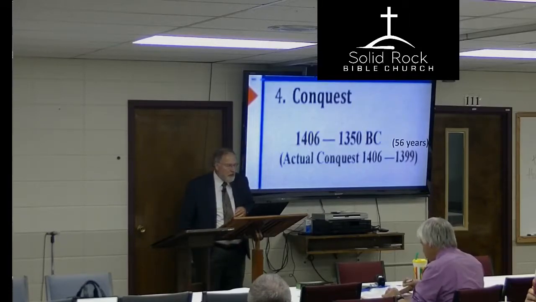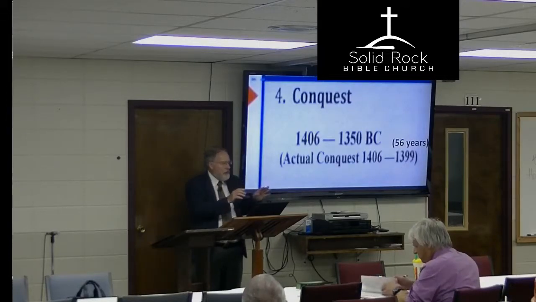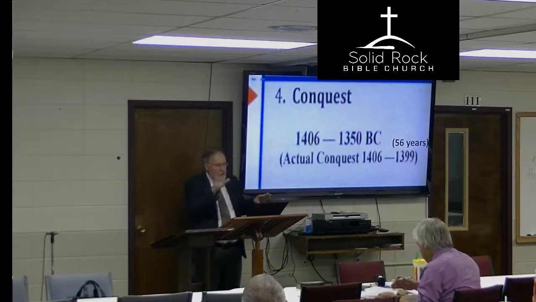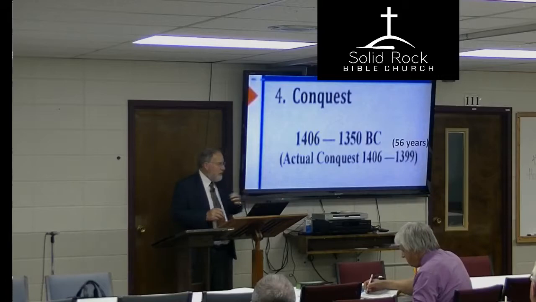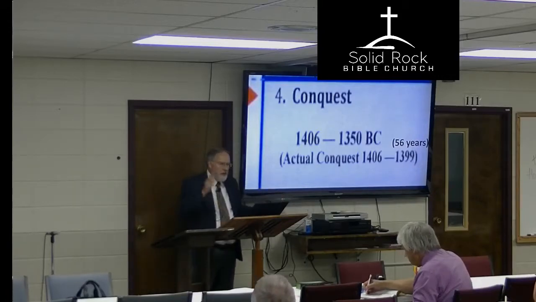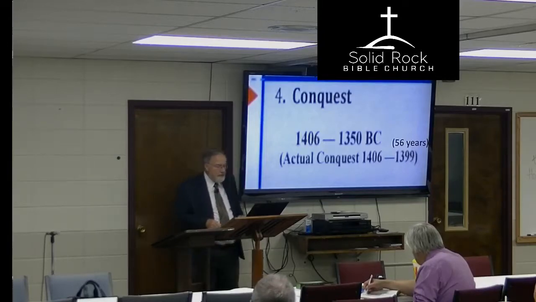There were a series of campaigns. There was a central campaign that Joshua led them initially, and then they had a southern campaign, and then they had a northern campaign. So it was a divide and conquer strategy. They cut the land in half, and then they went after the south and went after the north. God was the one that led them to do that.